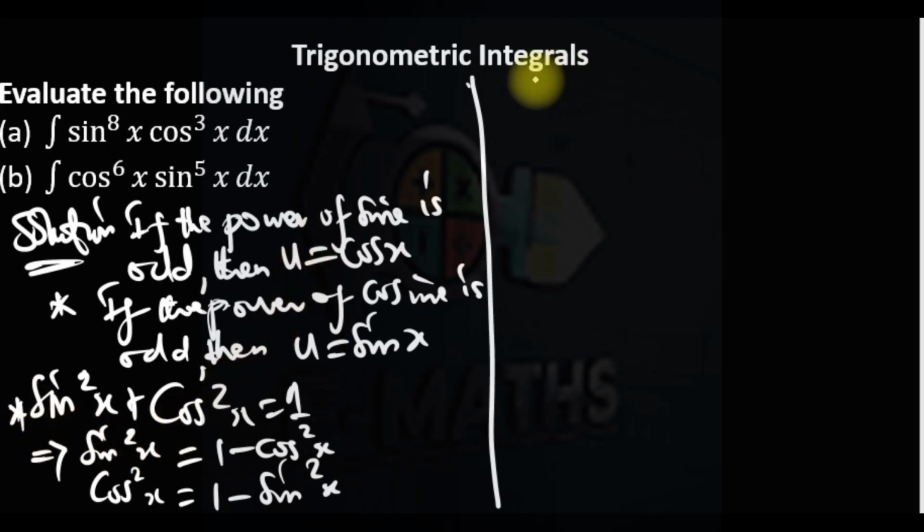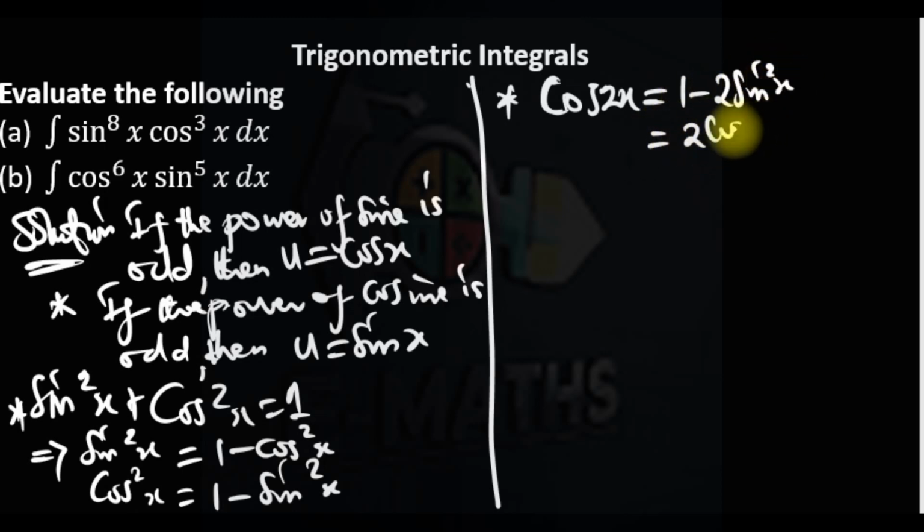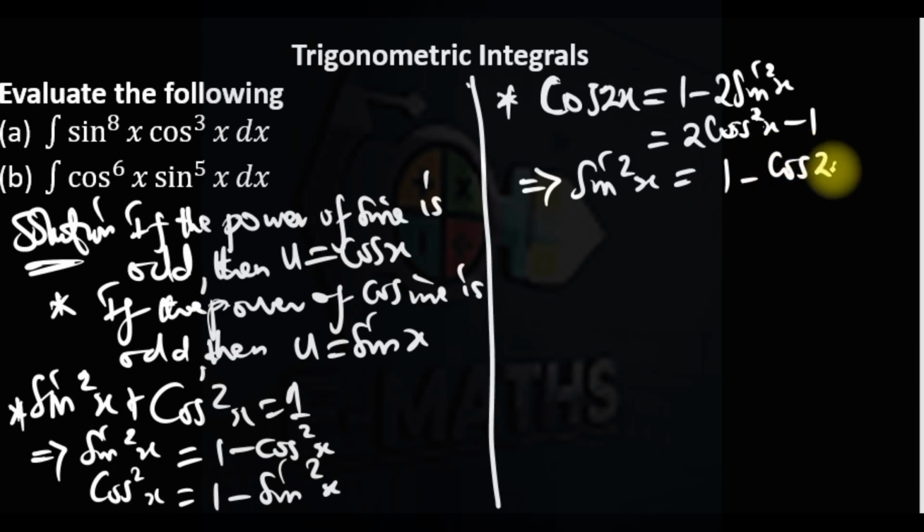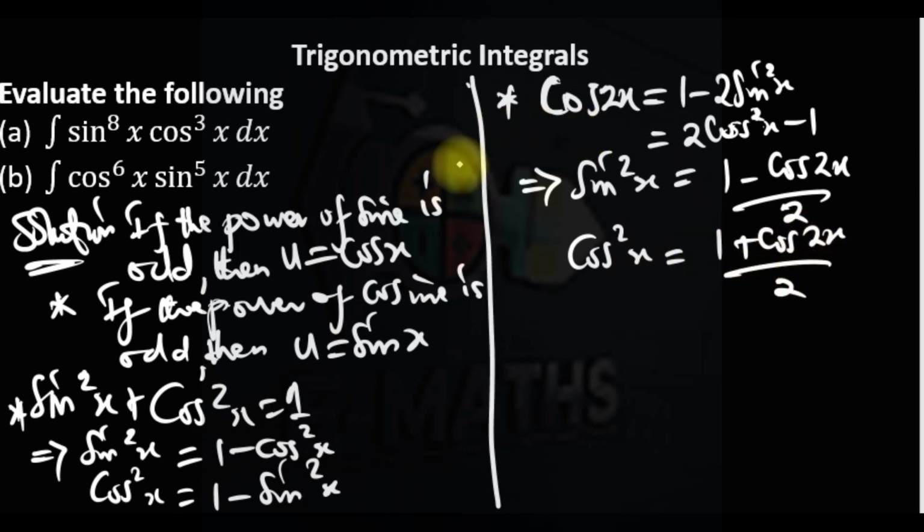The last one, we need to use the half angle formula, or double angle formula, depending, that cos 2x is always equal to 1 minus 2 sine squared x, or is equal to 2 cos squared x minus 1. So making sine squared the subject of formula in the first one, we have 1 minus cos 2x over 2, and making cos squared x the subject, we have 1 plus cos 2x over 2. So these are the things that we are going to use to solve this.